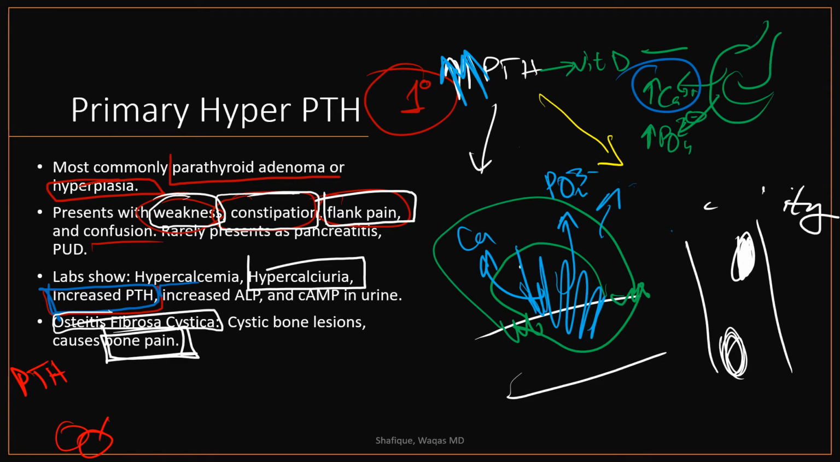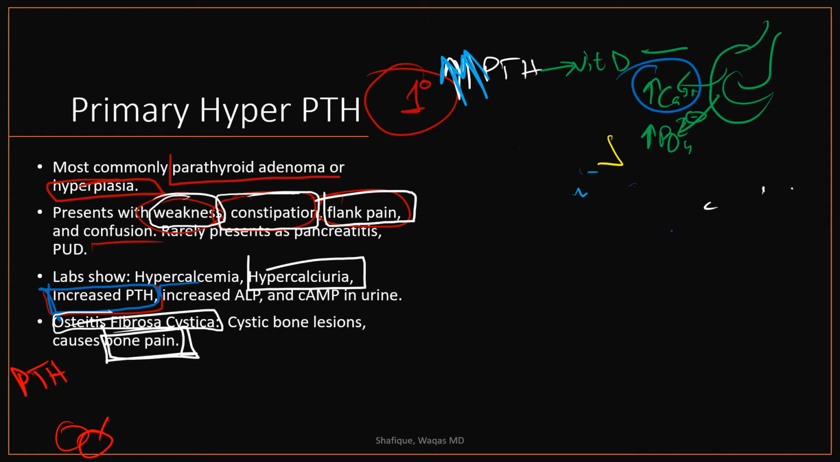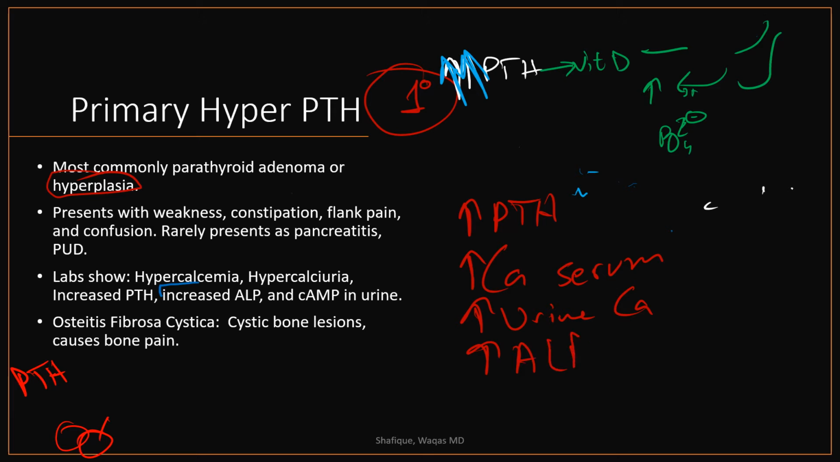So just to review, your primary hyperparathyroidism is due to parathyroid adenoma or hyperplasia, and it will cause increased PTH, increased calcium in serum, increased urine calcium, increased ALP, and increased urine cAMP.